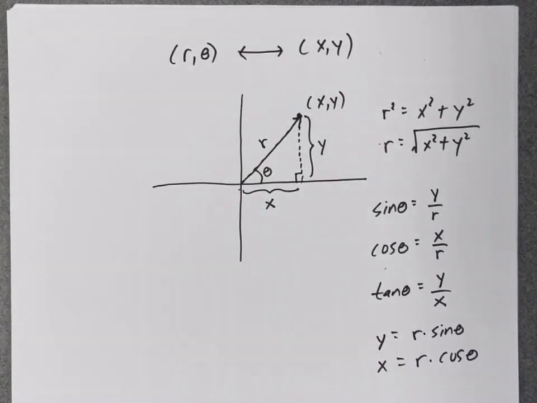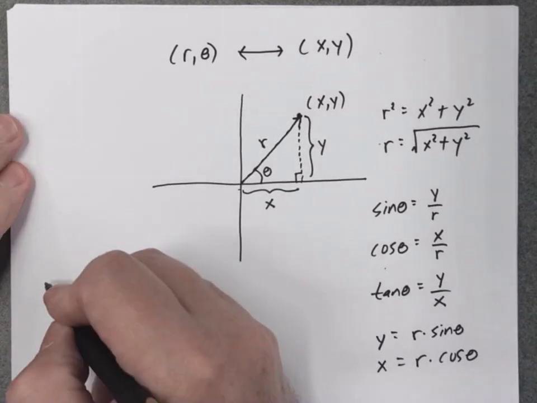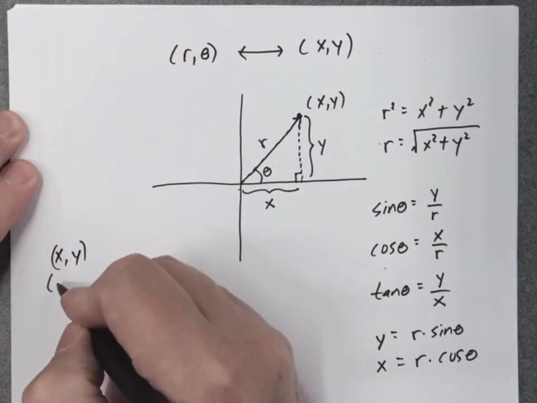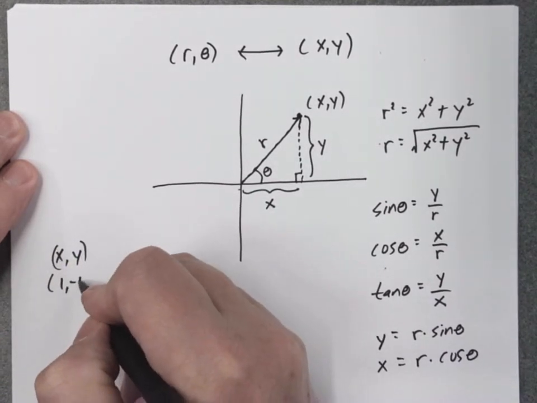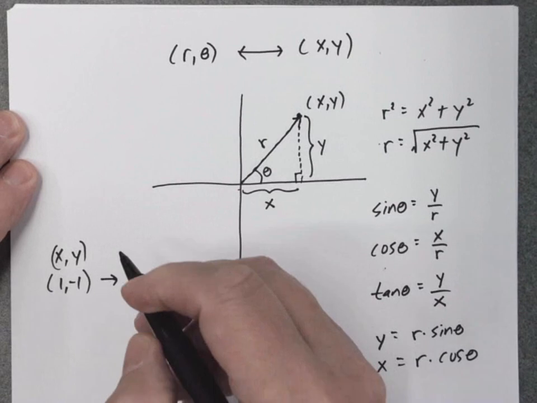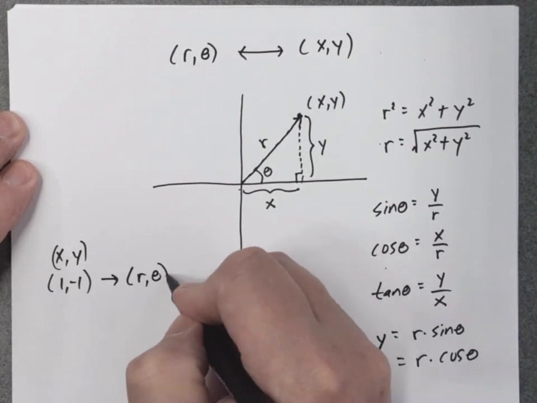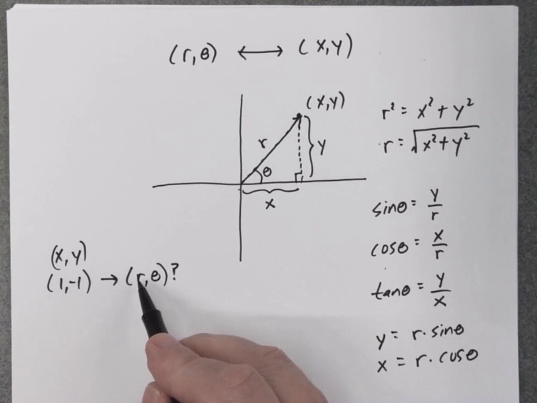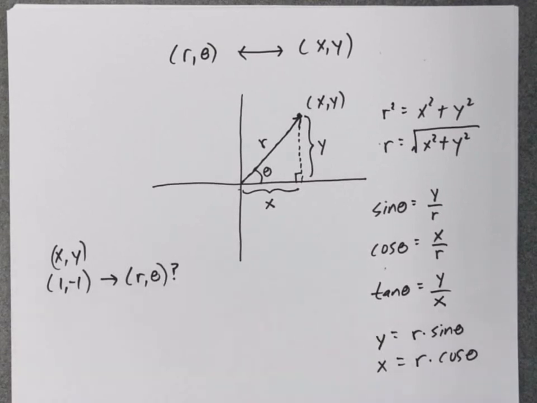Let's just do an example. So how about I will take a point in rectangular coordinates. So here's an x and y. And I want to convert it to polar coordinates. So I'll do this one part at a time. I'm going to find the r first, then I'll find the theta.